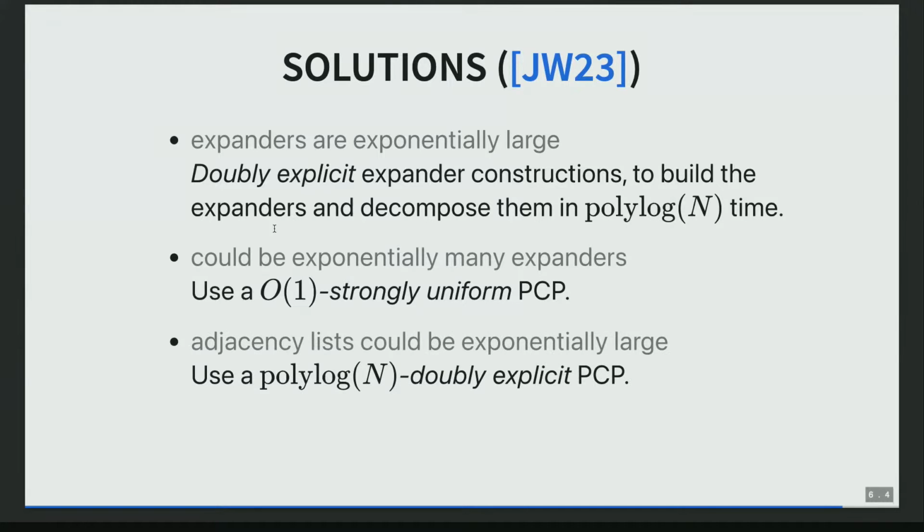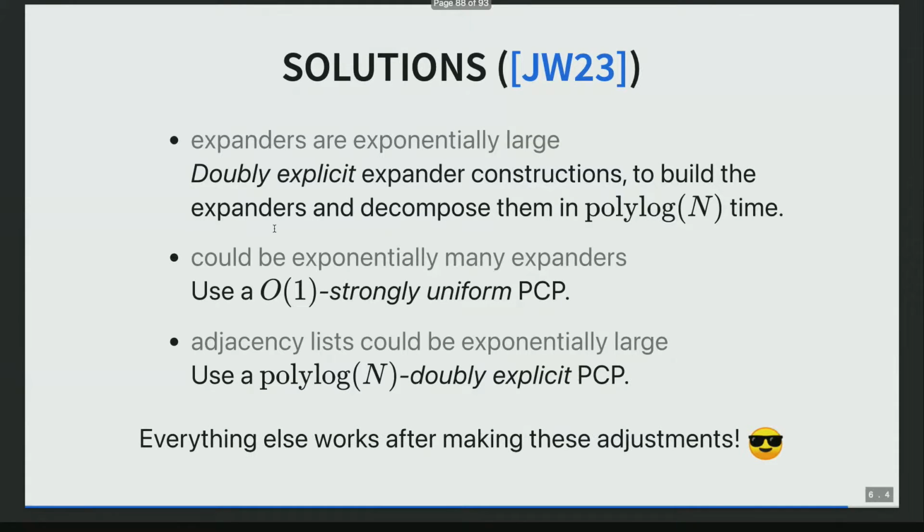And for the third issue, the adjacency lists being exponentially large, we can also use a doubly explicit PCP. This strong property of the PCP allows us to traverse the variable indices, variables and constraints in polylog size of the graph time. So once you do that, everything else works. These are the only adjustments you have to make.